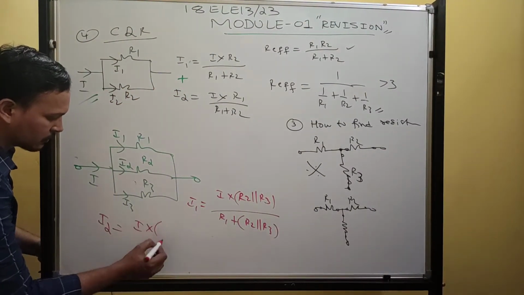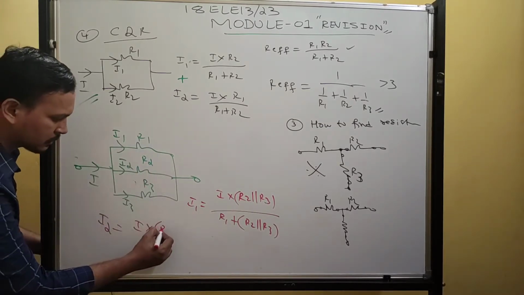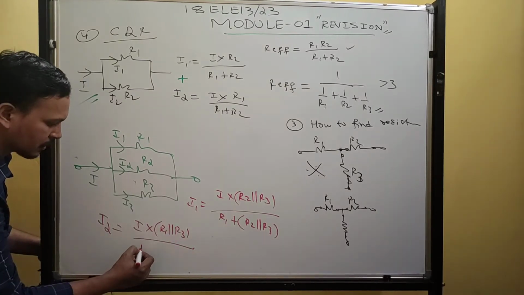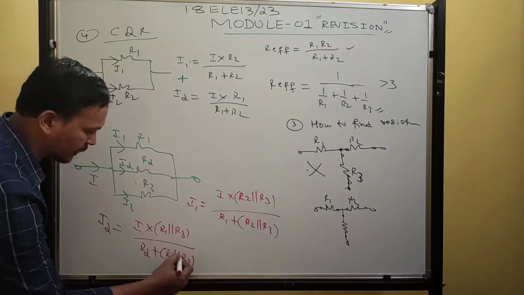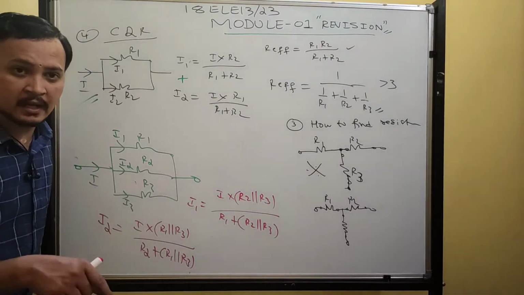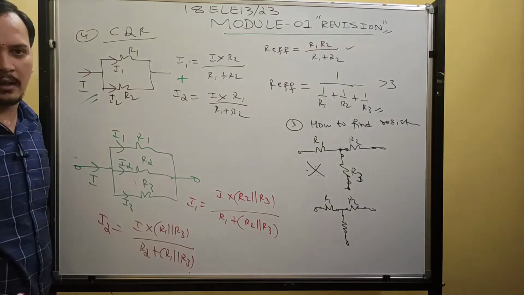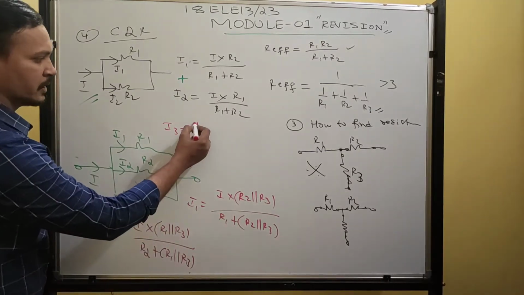What is the equation for I2 in the same way? Supply current times, since you are finding current in the R2 resistor, the other resistances are R1 and R3, connected in parallel: R1 parallel R3. What is missing here? R2. So the denominator is R2 plus R1 parallel R3. The resistor in which you are finding current in the current division rule, that resistance will come in the denominator. Then similarly for I3, please help me.